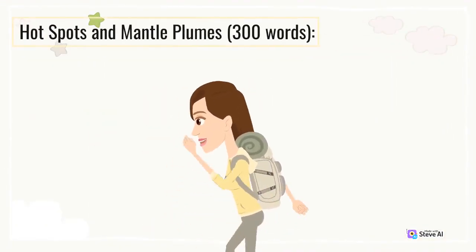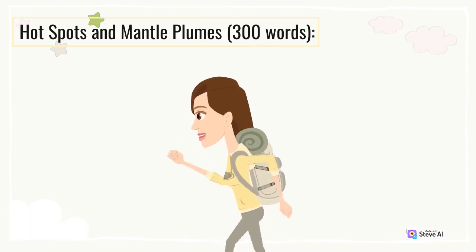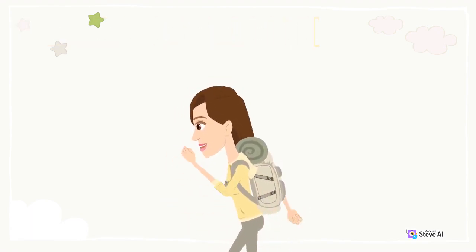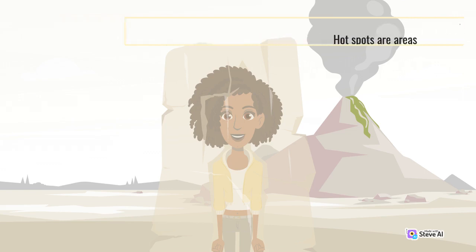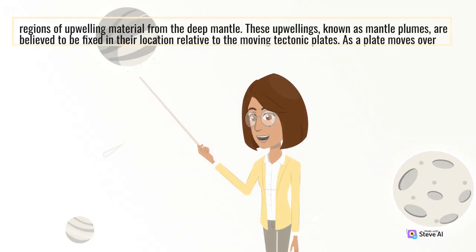Hotspots and mantle plumes, 300 words. The prevailing explanation for intraplate volcanoes lies in the concept of hotspots and mantle plumes. Hotspots are areas of anomalously high heat flux in Earth's mantle, typically associated with regions of upwelling material from the deep mantle. These upwellings, known as mantle plumes, are believed to be fixed in their location relative to the moving tectonic plates.